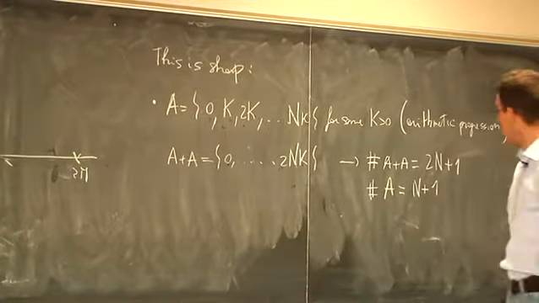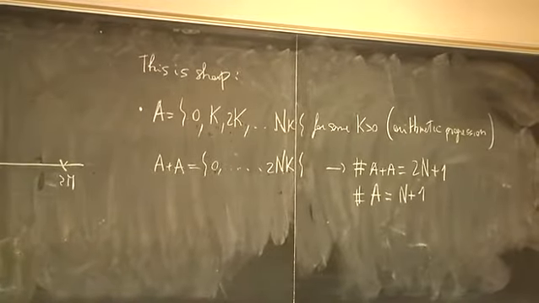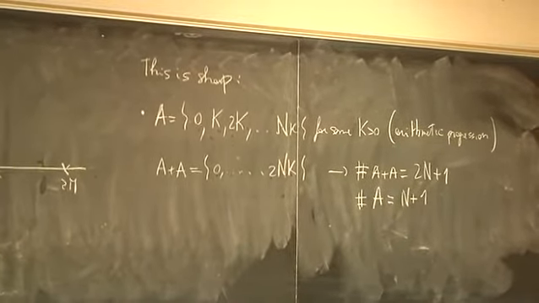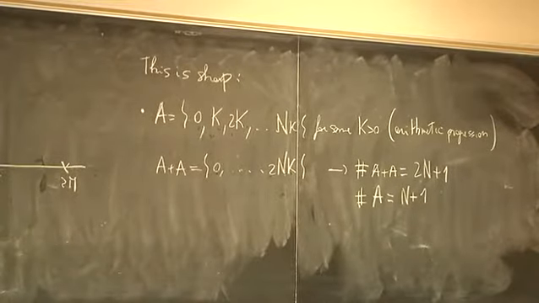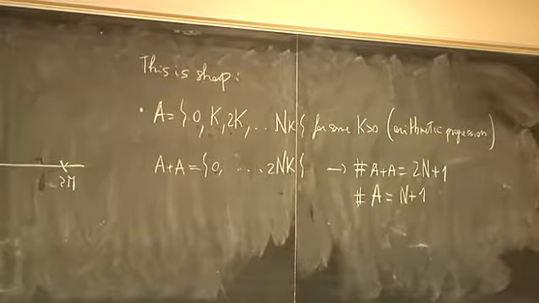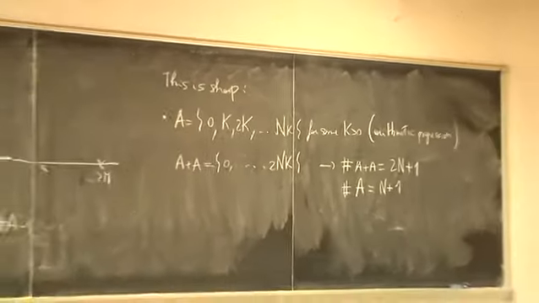Actually, you can ask yourself whether this is the only possible example. So the question becomes now the converse. If this is an equality, is it true that A is an arithmetic progression? So let me cancel here.